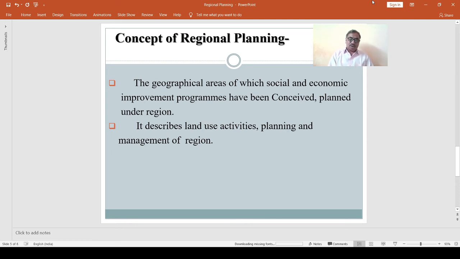There are common practical geographic areas of which social and economic improvement programs have been conceived, planned under a region. There are two standout criteria of the region's delineation. That is, these are awareness of regional problems and opportunities, and another is to do something for planning and development activities.